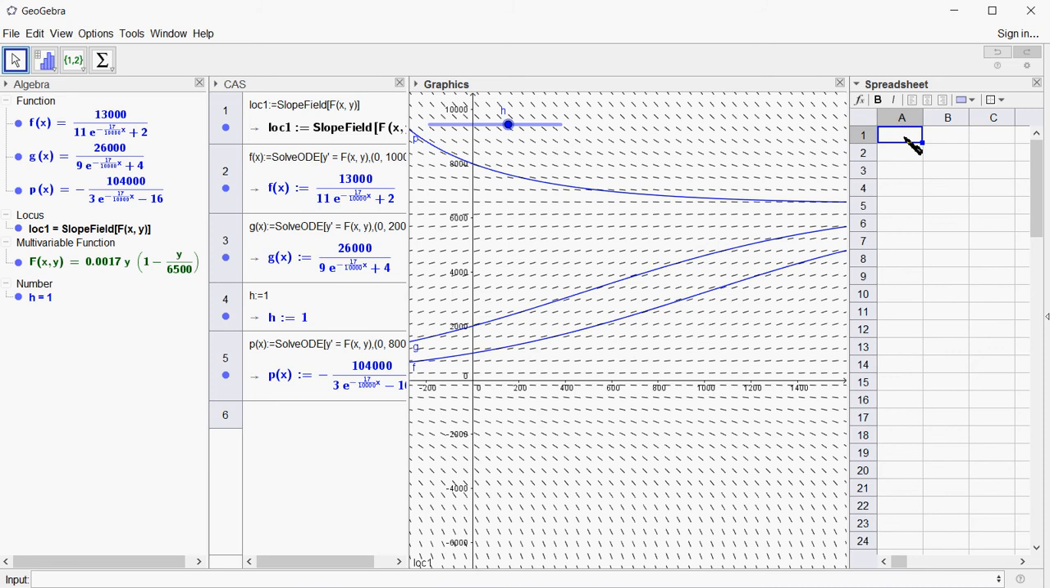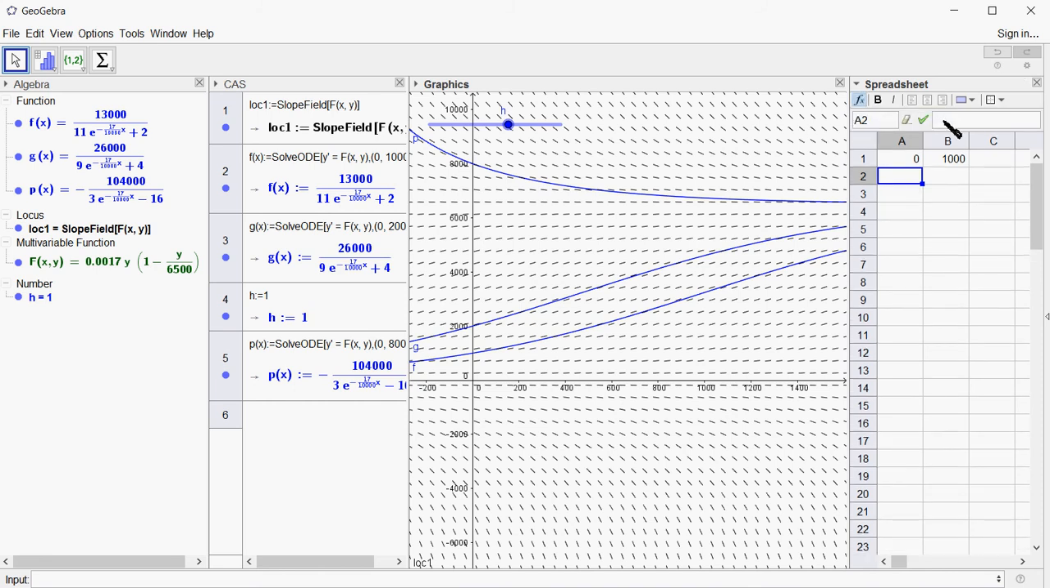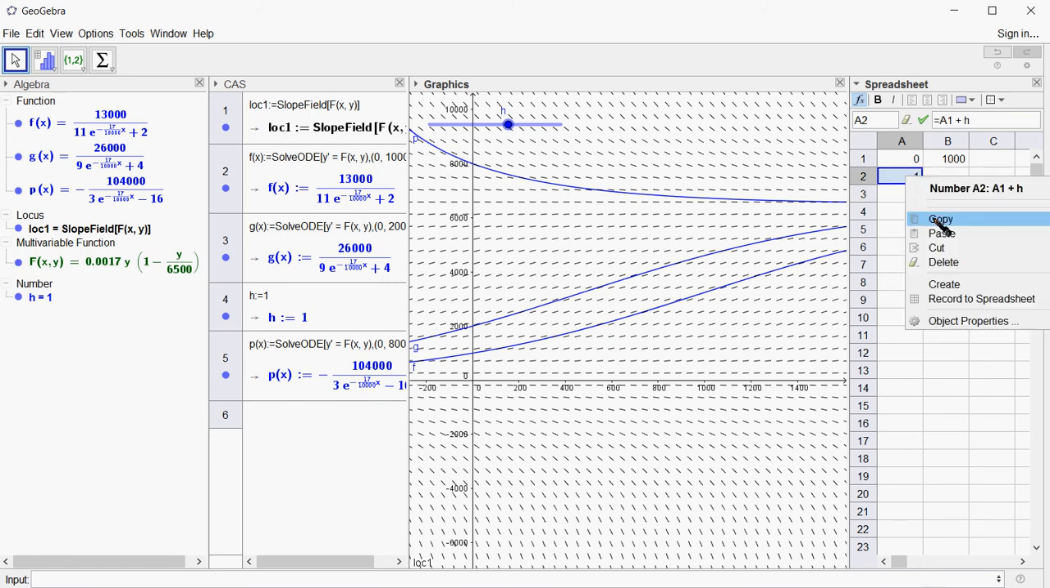Let's see. Did I put 0 there? 0. And then 1,000 here. So the formula here is just going to be, I'm going to type in a formula: equal to the value in A1 plus H. Then I'm going to copy this formula.